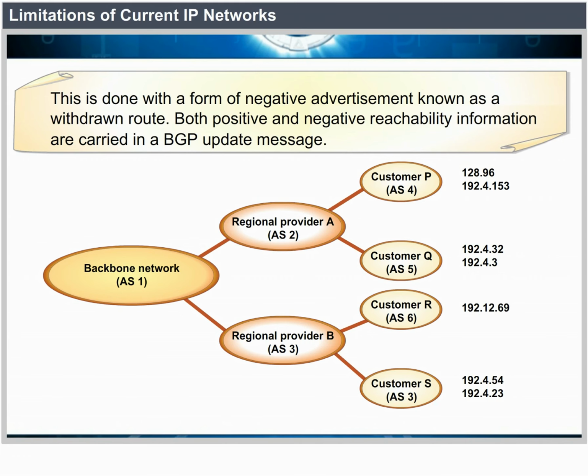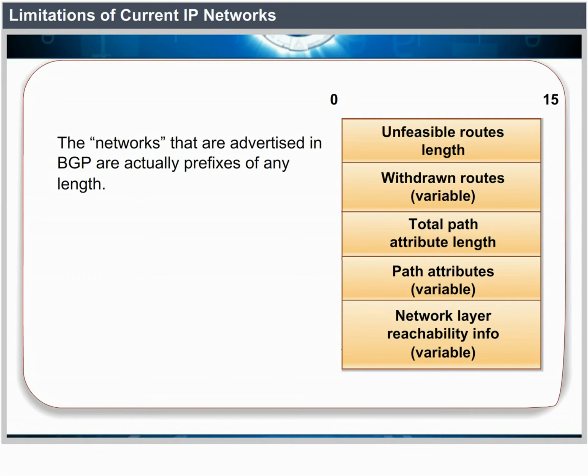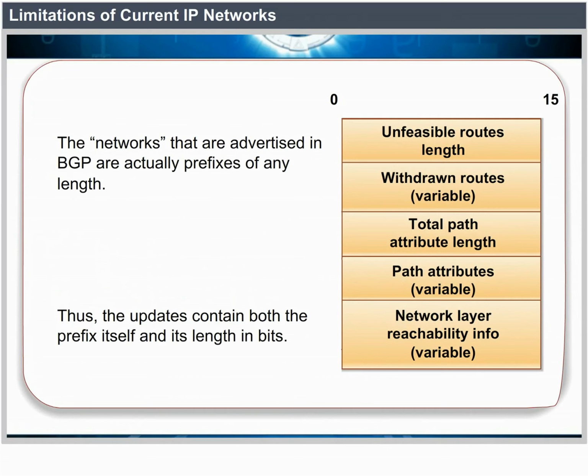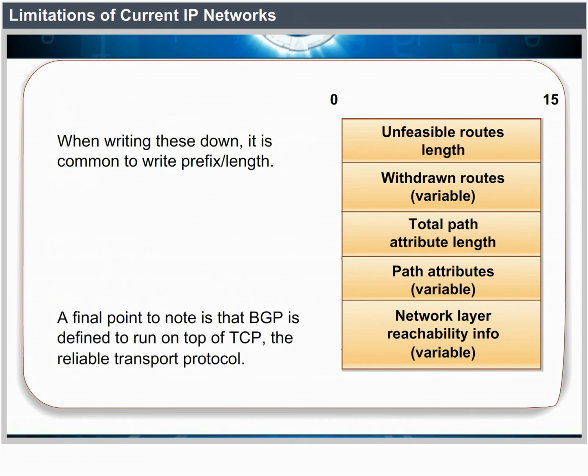The networks that are advertised in BGP are actually prefixes of any length. Thus, the updates contain both the prefix itself and its length in bits. When writing these down, it is common to write prefix/length. A final point to note is that BGP is defined to run on top of TCP, the reliable transport protocol.